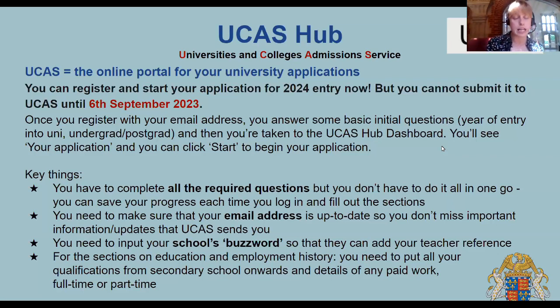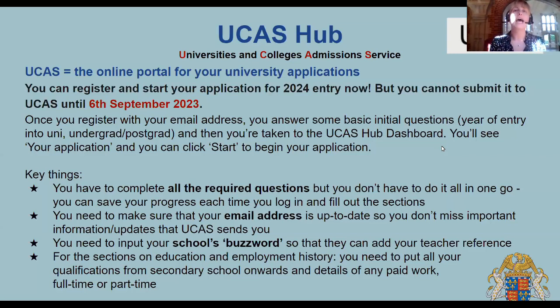What you need to do, importantly, is make sure that your email address is up to date, because UCAS will send you information and updates via email. So make sure that your email address is up to date and make sure that you're keeping an eye out for any emails from UCAS. You also need to speak to your school, your teacher. Maybe you have a universities and careers advisor, someone who will be organising your teacher's references, because you need to input a school buzzword. So this is kind of like just any word that your school has chosen that links your UCAS application to the school, so that your teacher can add your reference for you into UCAS.